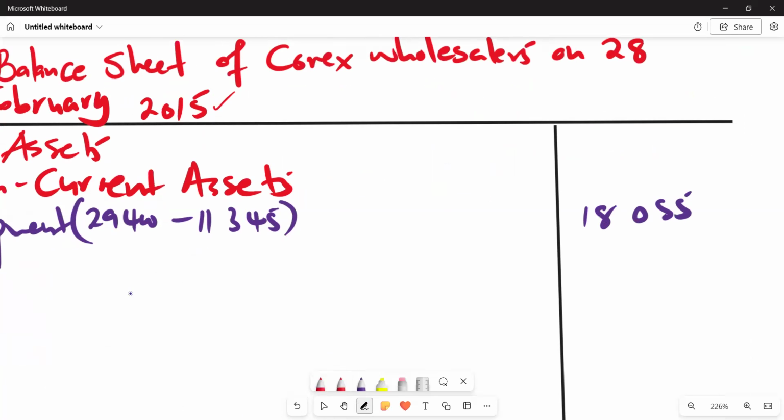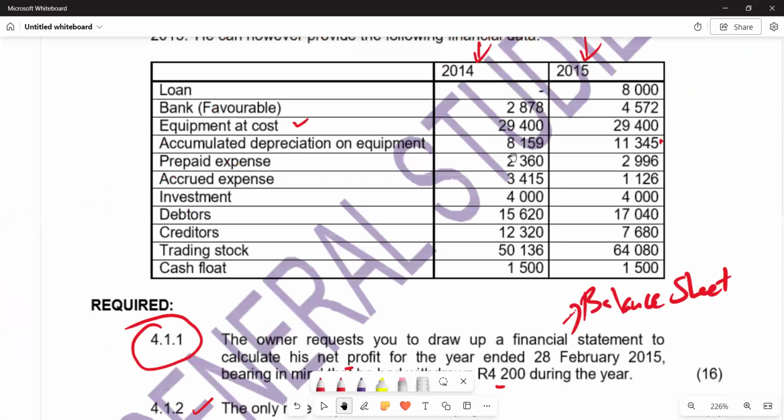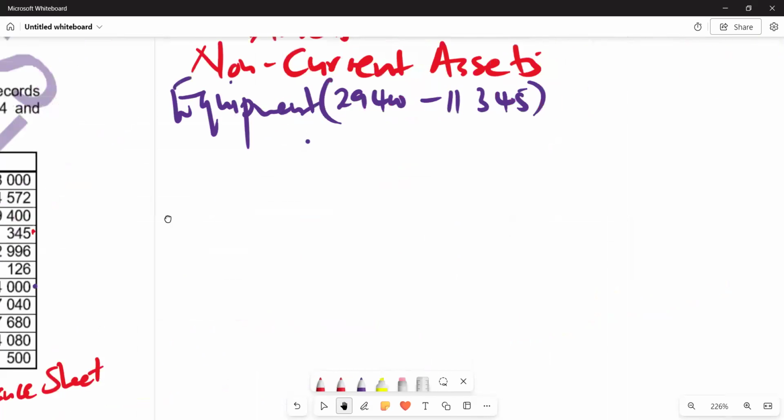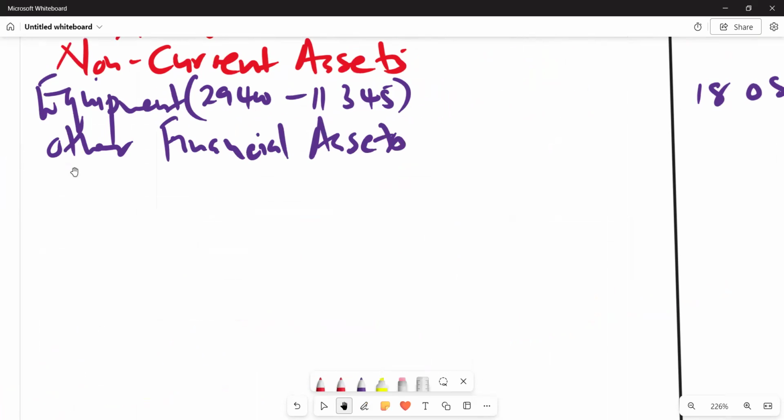And then obviously, if you go to our question, I will check other non-current assets that we have. If you go down, you'll see that we've got our investments here, where we have got 4,000. And remember, we have investment, we included under other financial assets. So this is the only financial asset that we have there. So we can just say here, other financial assets just beneath our equipment. Other financial assets. And the figure that we are given there is 4,000.